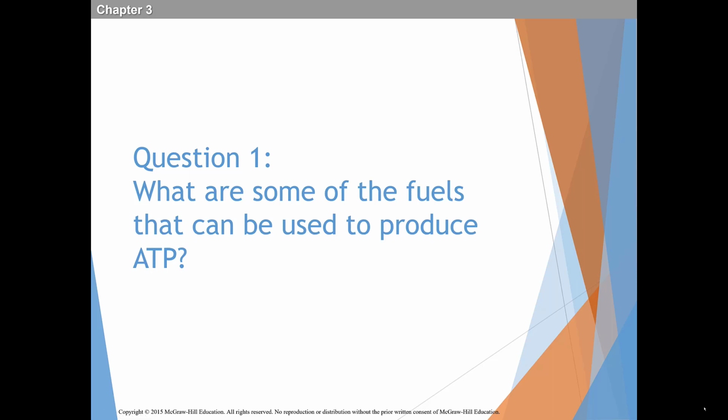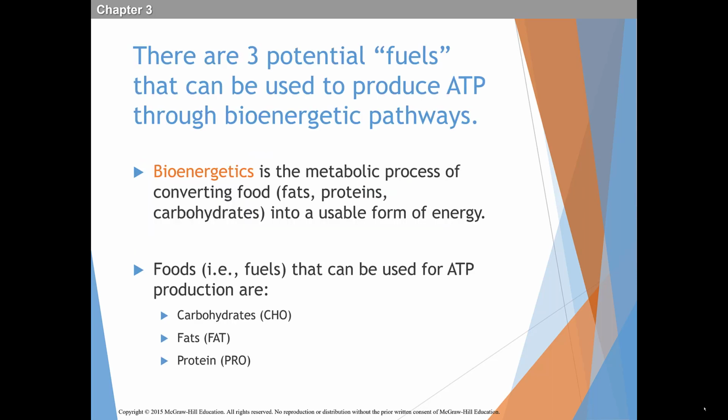In this video, we'll be answering the question, what are some of the fuels that can be used to produce ATP? So the first thing that you need to make sure that you know for this section is what the term bioenergetics means. A bioenergetic pathway is the process by which we get ATP, or our usable form of energy, out of the foods that we eat.